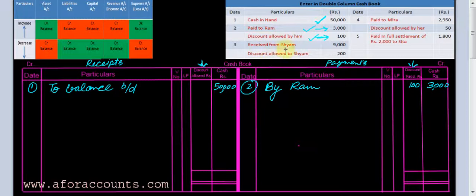Third entry. Received from Shyam 9000. Discount allowed to Shyam 200. Okay, received from Shyam. So, cash account debit. Discount account debit to Shyam. The discount will always be a partner of cash. You cannot have an entry like cash account debit, discount to Shyam. It is wrong. Cash will always be a partner of discount. Received from Shyam 9000, cash account debit. Discount account debit to Shyam.